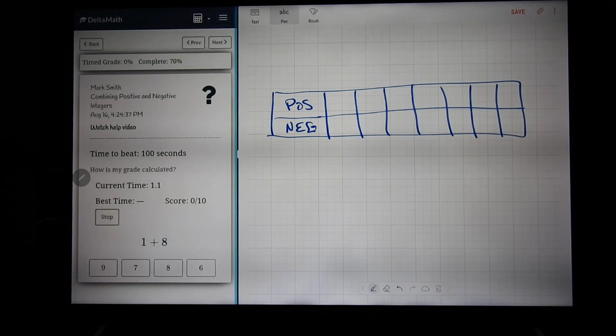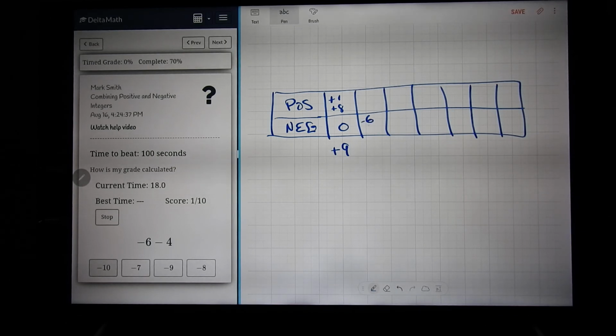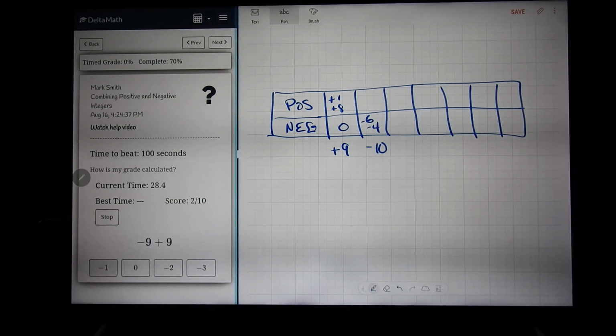And this says 1 and 8. All right, so the positive team has 1 and the positive team has 8. The negative team has nothing. All right, so who's up? The positive team, and they're up by 9. Okay, positive 9. All right, the negative team has -6 and -4. The positive team has nothing. So who's ahead? The negative team is ahead by 10. -10. All right.